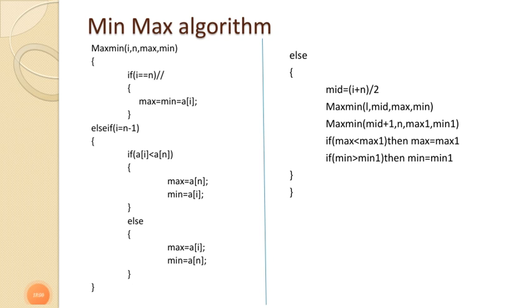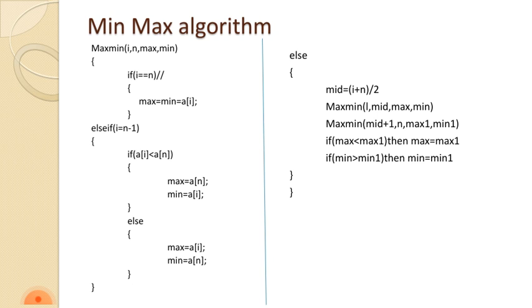If more than two elements are there, at that time we have to divide into different parts, and at the end we have to merge. So first we have to check: i is nothing but the index of the first element, and n is the index of the last element. If i equals n, it means only one element is available in the list. There we can consider max equals min equals a of i.